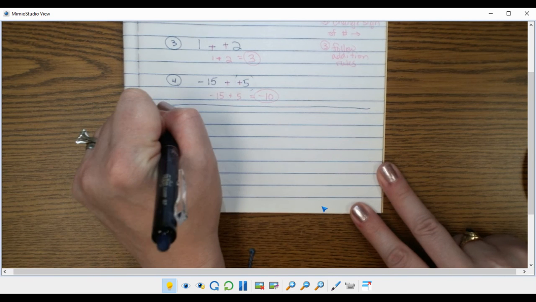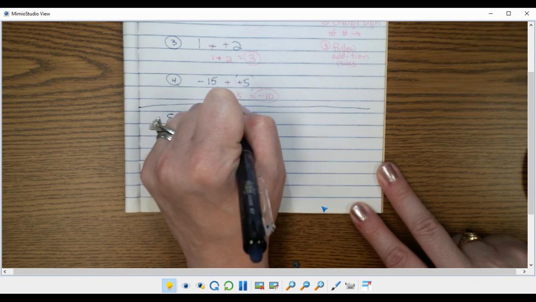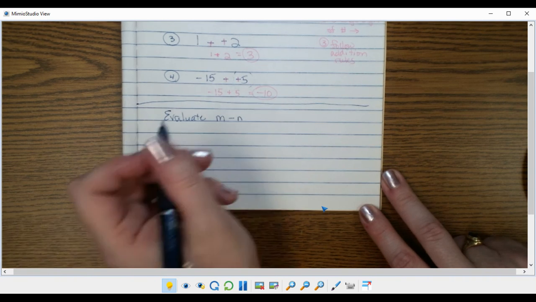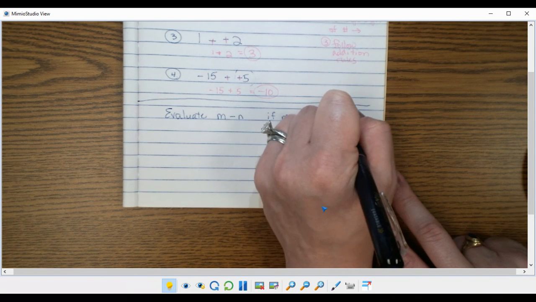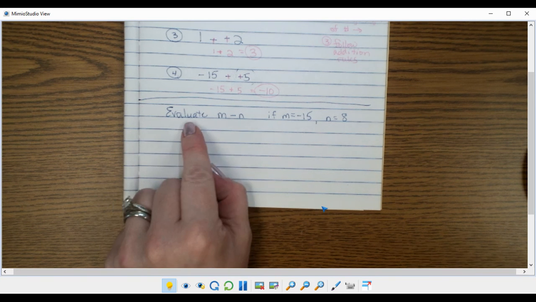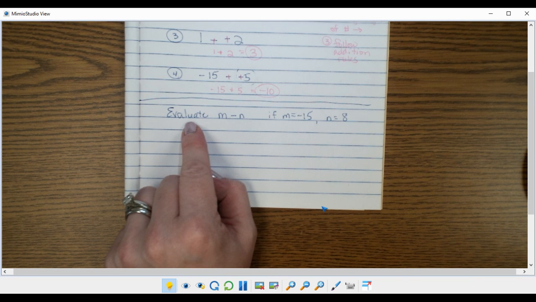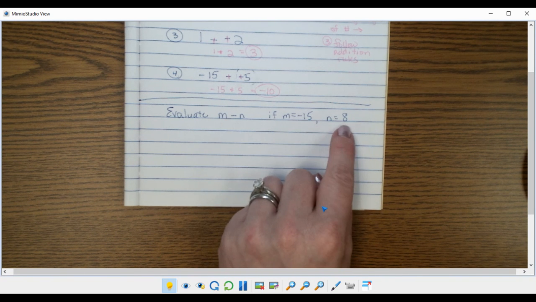All right, so let's say you get a problem that says evaluate the expression m minus n if m is negative 15 and n is 8. I know some of you just said there's way too many letters in that problem. This is math. I get it. These are kind of fun, all right? So evaluate means to solve or to figure out or to test. And here are some of the situations. You know, variables can be anything, but for this example, we're going to say m is negative 15 and n is 8. Another teacher might pick different numbers, but those are what I picked.